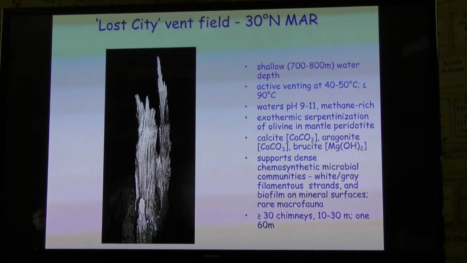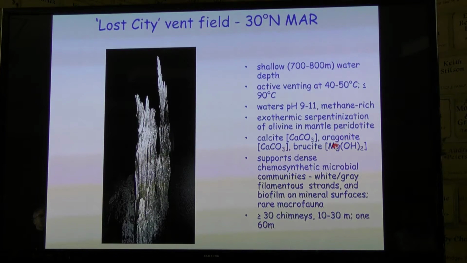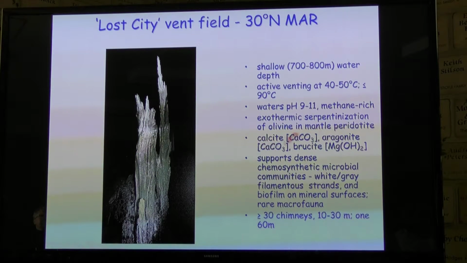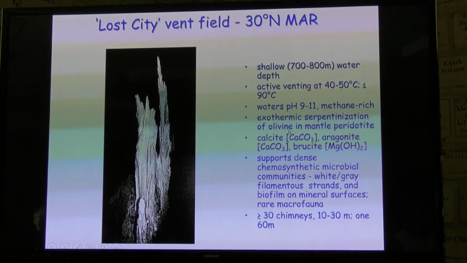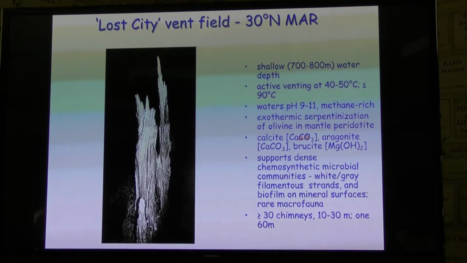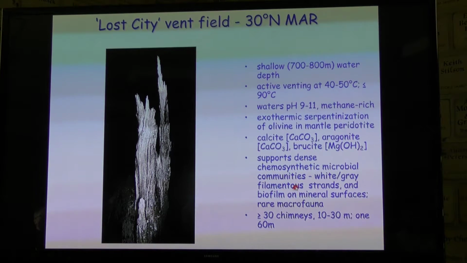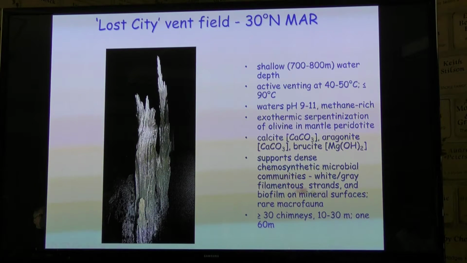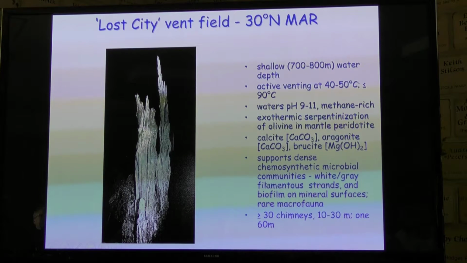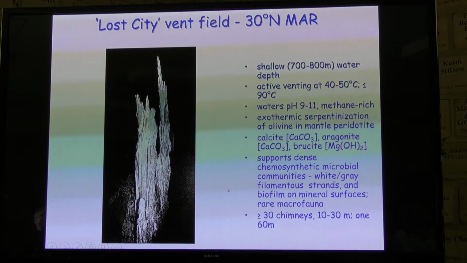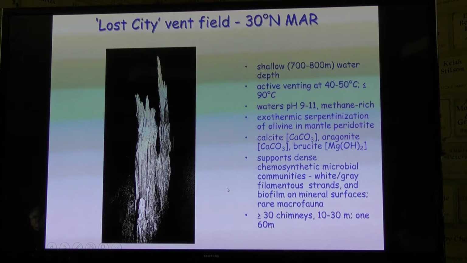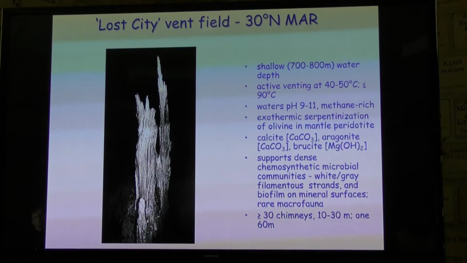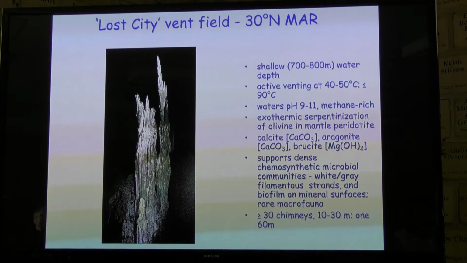associated with the slow spreading crust that brings the mantle to the seafloor. And we have calcite, aragonite, and brucite. So calcium carbonate, 2 versions, and then magnesium hydroxide, okay? Basically interaction with seawater of these fluids. And they support dense chemosynthetic microbial communities, so bacteria and biofilms on mineral surfaces. Virtually no macrofauna, 2 fish, after about 16 actual expeditions to this area. So virtually no fish, but maybe that's the alkalinity.